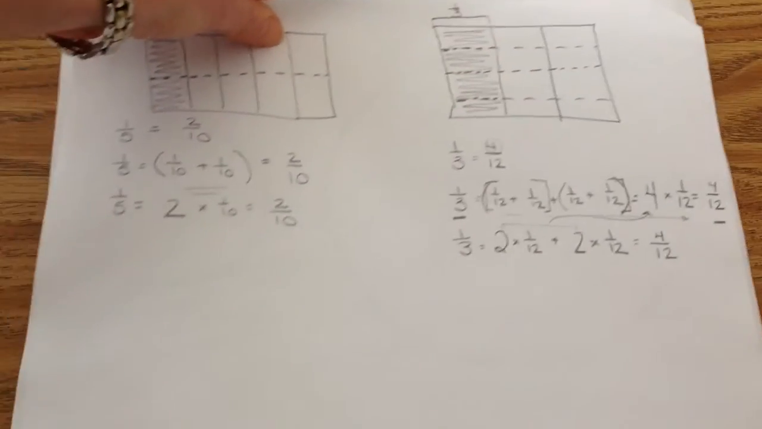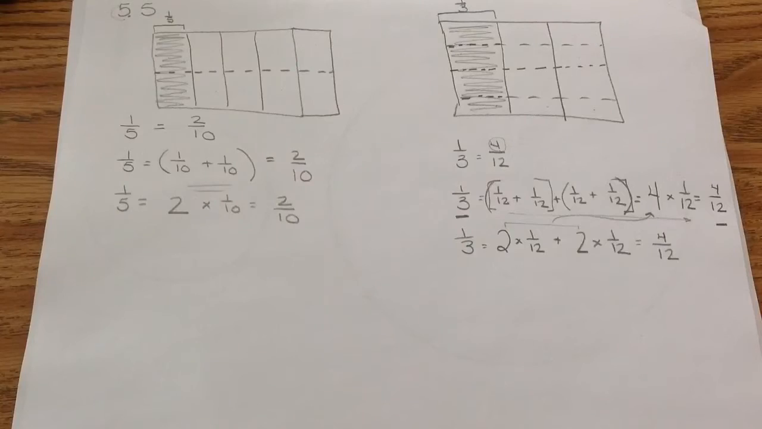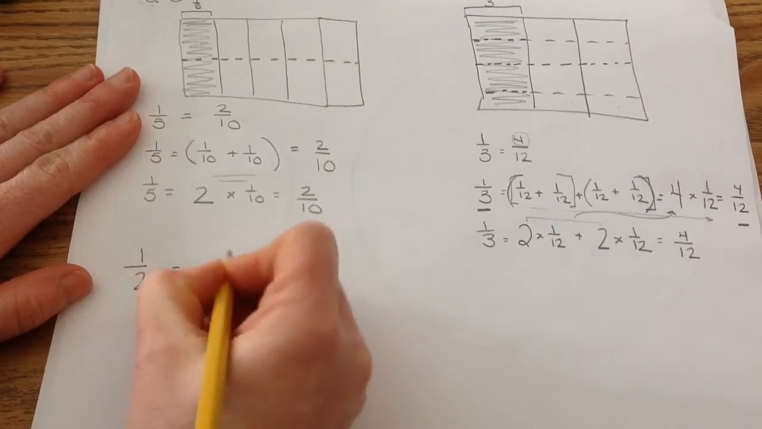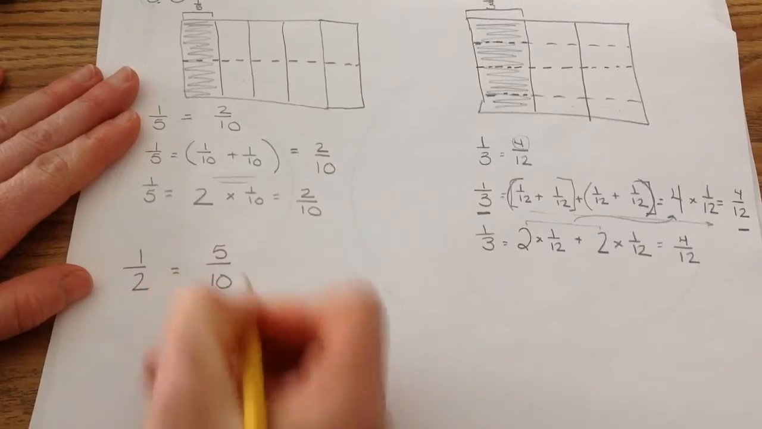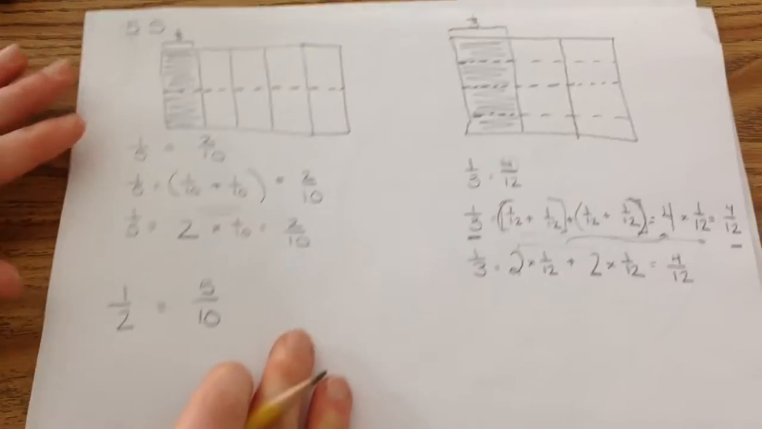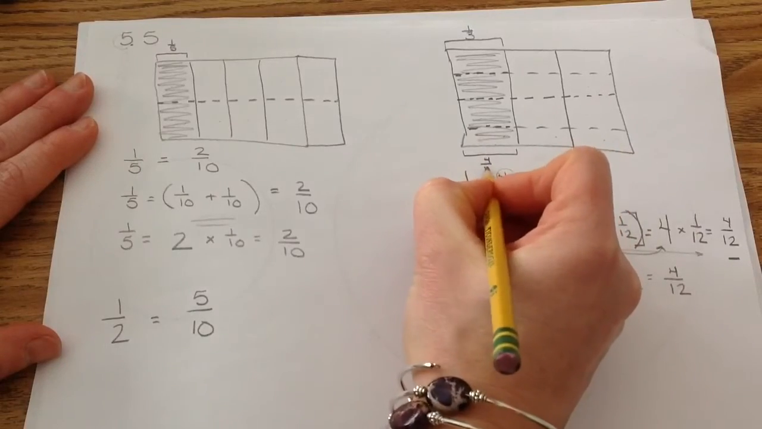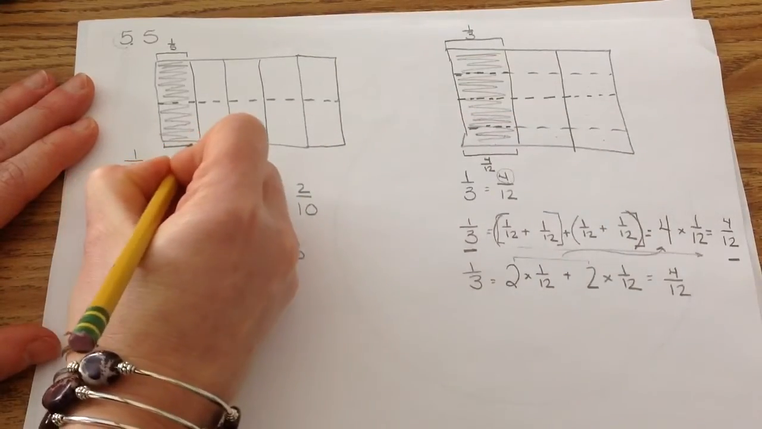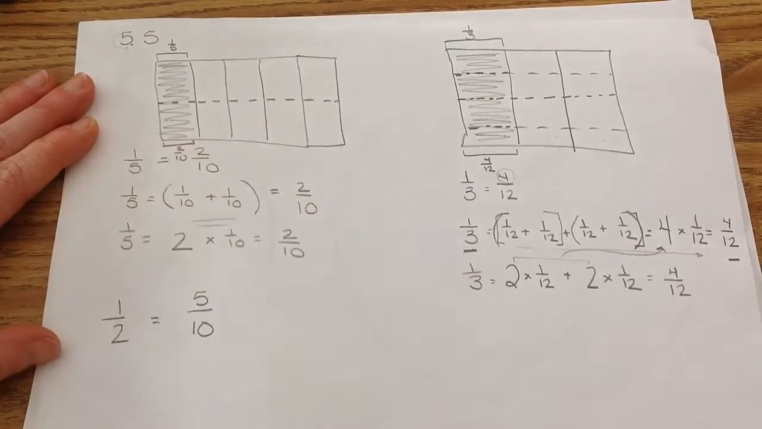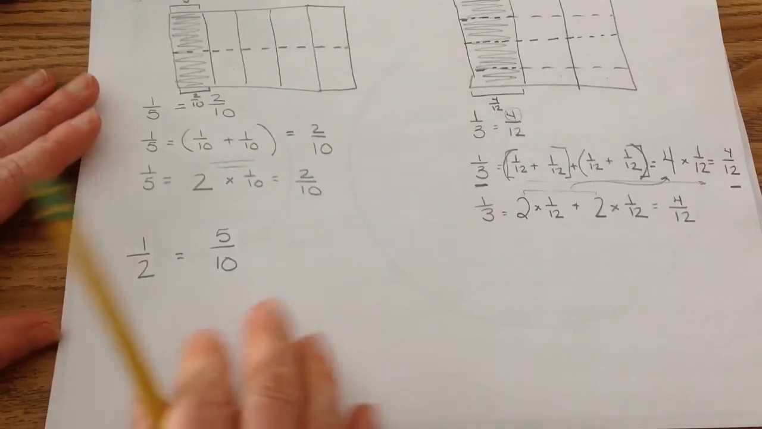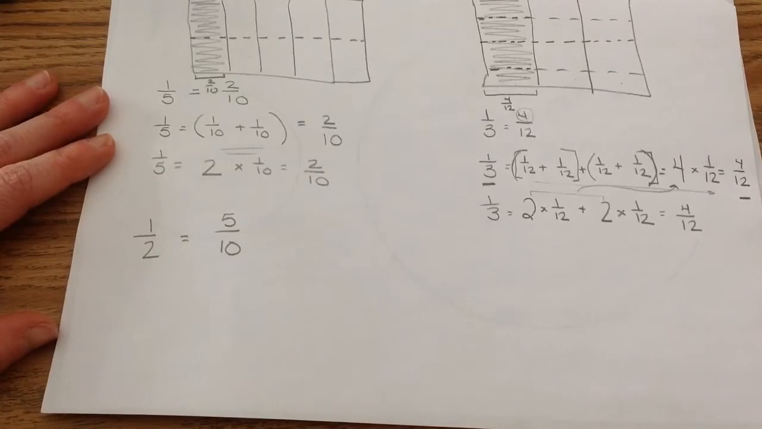Go ahead and create an area model to show that 1/2 equals 5/10. I need to see your area model. One thing we wanted to do here, this should be 4/12, because that's what that equals, and this is 2/10. Go ahead and do an area model like one of these to show 1/2 is 5/10. If you need help, find somebody or raise your hand. Draw an area model. Pause.